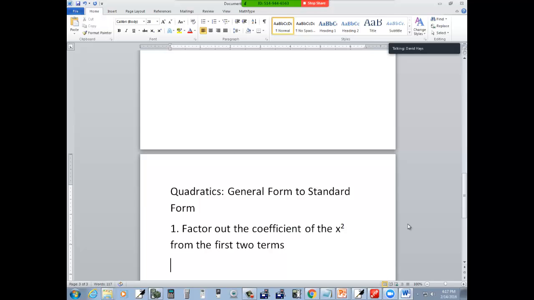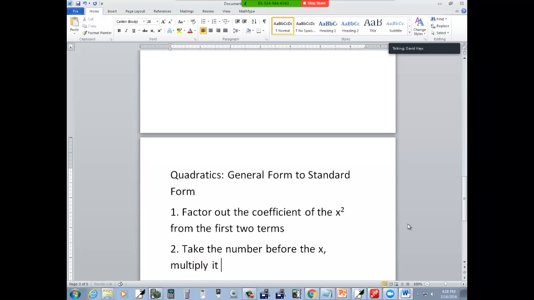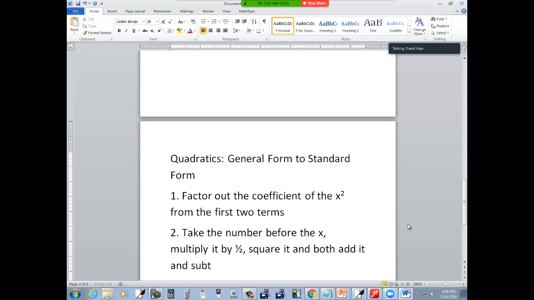And I'm writing this in terms of x's, but you can have it in any variable. Take the number before the x, the coefficient, multiply it by 1/2, square it, and then both add it and subtract it inside the parentheses.